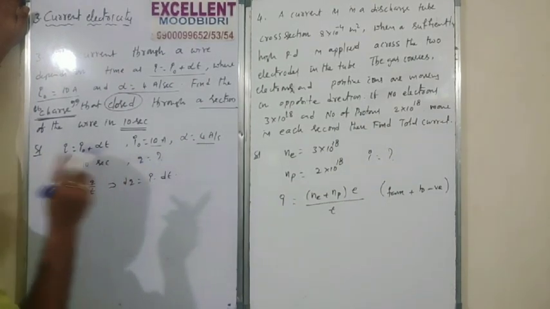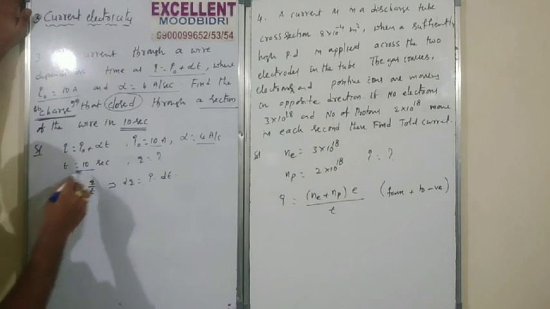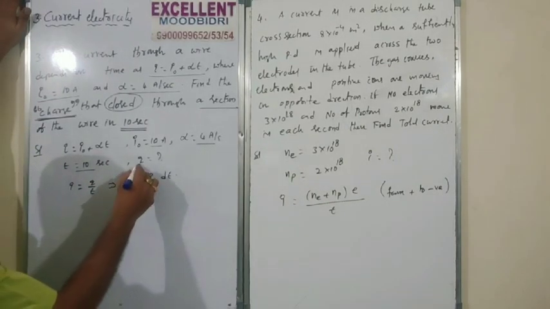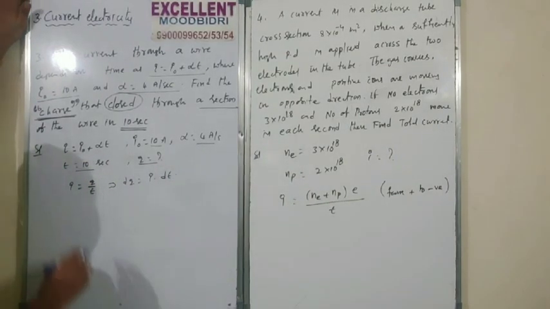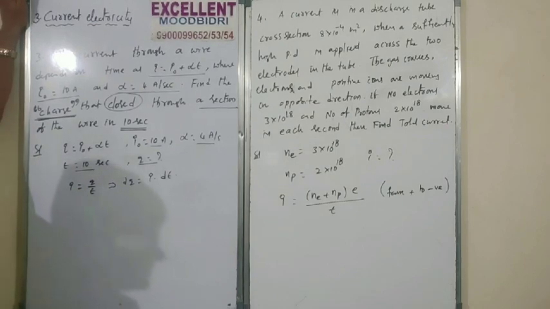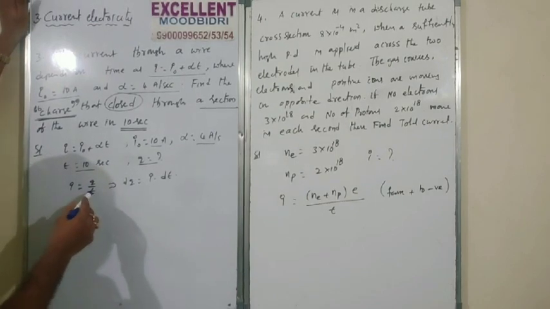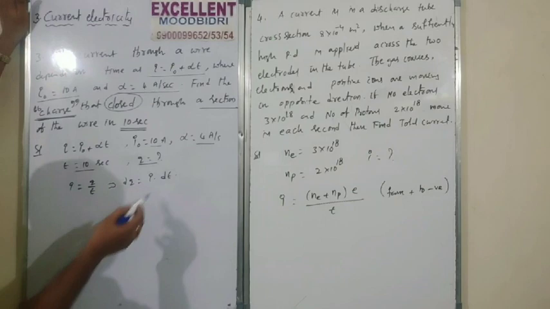Alpha is equal to 4 ampere per second is given. T is equal to 0 to 10 seconds is given. Then Q is equal to what? You know the formula, I is equal to Q by T. I want Q, right? Therefore, Q is equal to I into dt.